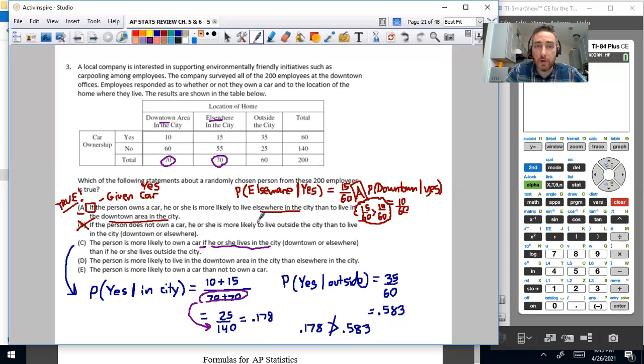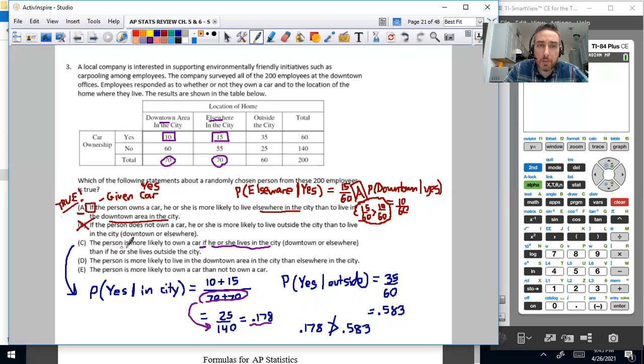Now, out of those 140, we see that 10 and 15 are the sum. Those are going to be 25, and those are how many people own a car that are in the city. That's 25 out of 140. If you divide those two, you get about 0.1718. And you want to divide here because your denominators are going to be different.